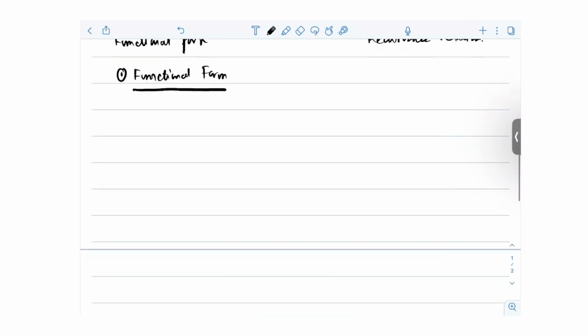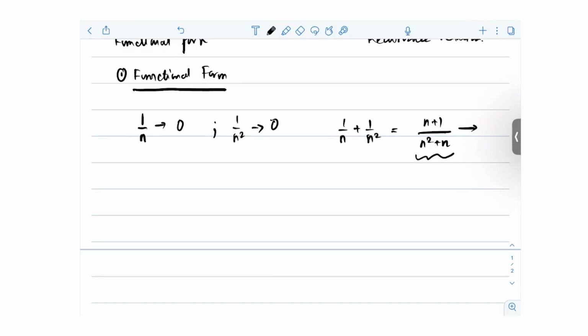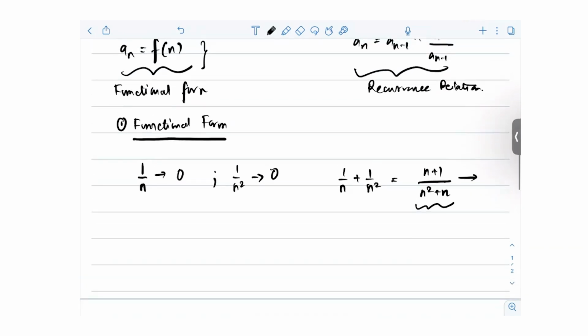We'll learn how to find the limit in the functional form case. Let's say we have a sequence 1 by n. You have seen last time that 1 by n goes to 0, right? And we've also seen by the definition in the last class that 1 by n square goes to 0 as n tends to infinity. The limit is 0. Now if I give you 1 by n plus 1 by n square, and instead of writing this, I write it in this form, (n plus 1) by (n square plus n), do you have to again use that whole concept of limit and all this epsilon to prove it? Probably not. There's a better way out.